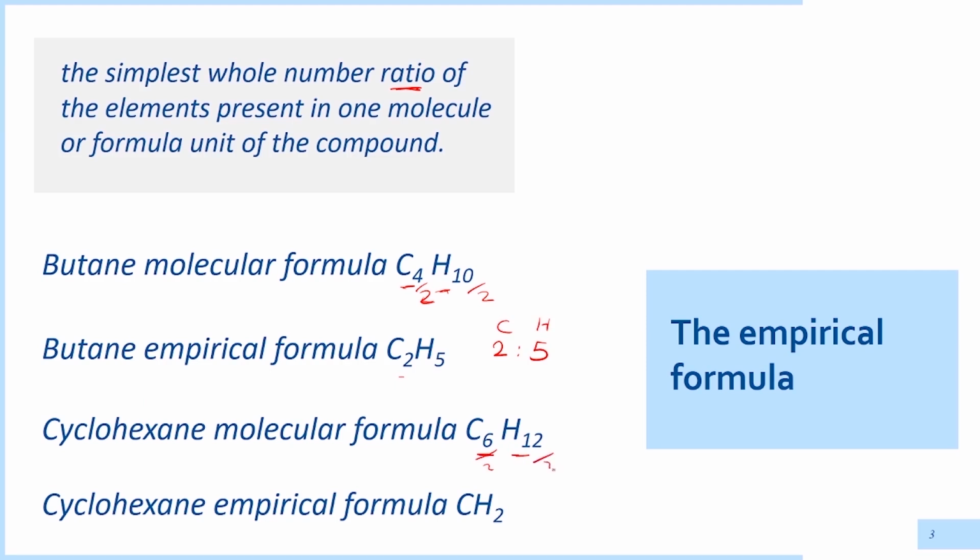To get the empirical formula, we divide both carbons and hydrogens by 6. So the empirical formula is CH2 with a ratio of carbon to hydrogens 1:2.